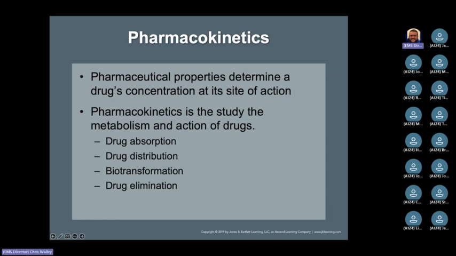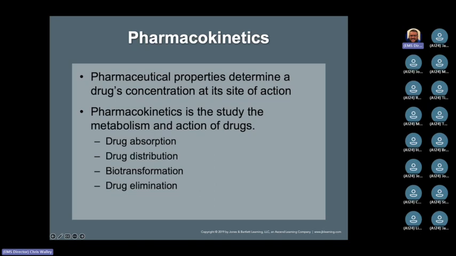Pharmacokinetics. Pharmacokinetics meaning is the movement of drugs throughout the body. I should have said definition. So pharmaceutical properties determine a drug's concentration at the site of the particular action. So drugs modify existing functions of tissues and organs. Now, they do not give new functions to those tissues or organs, but in general drugs cause multiple actions rather than just a single side effect.